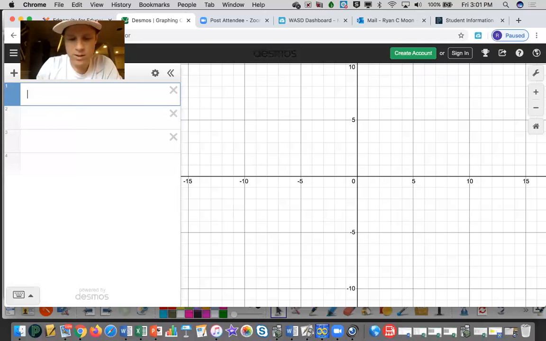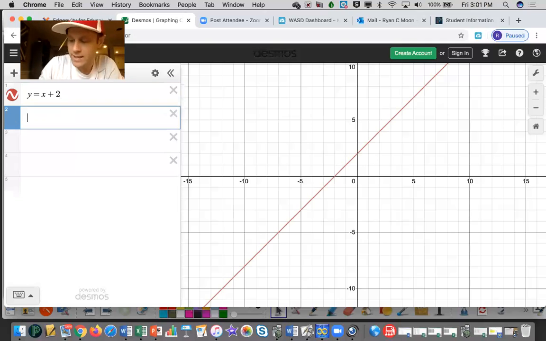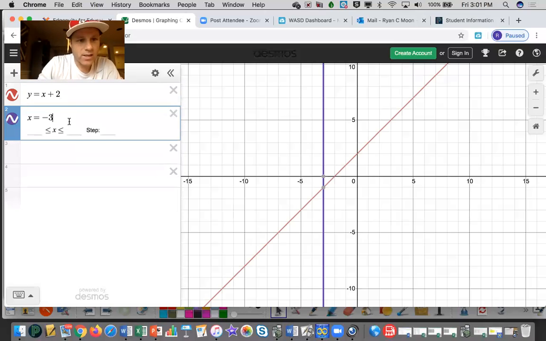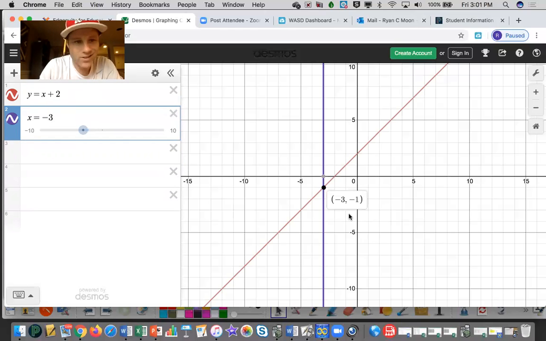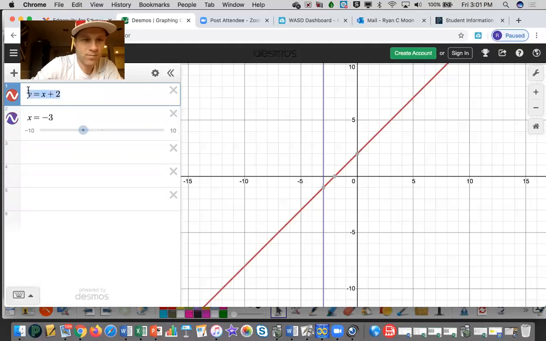Y equals x plus 2. And then the other line is x equals -3. So you can see that x equals -3 gives us this vertical line right here. I come over here and I click, and it's -3, 1. -3, 1 is the solution to the system. Can't get any easier than Desmos, guys.